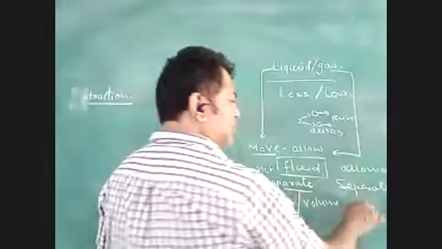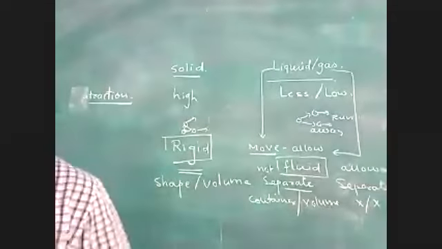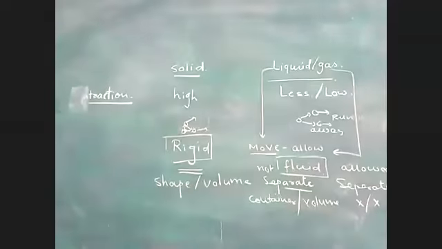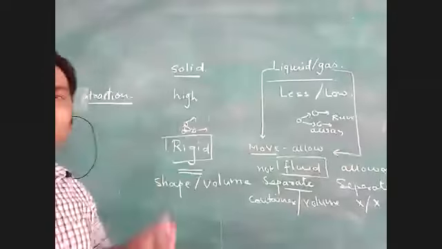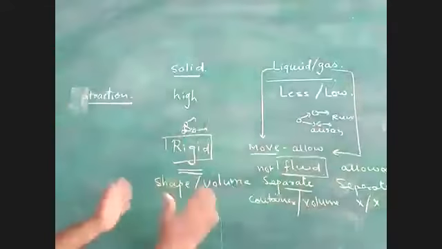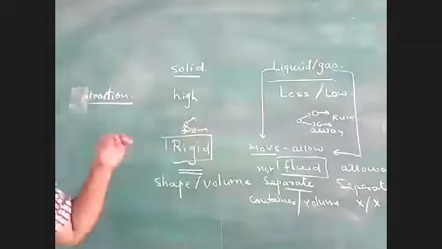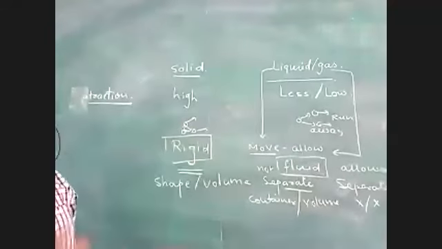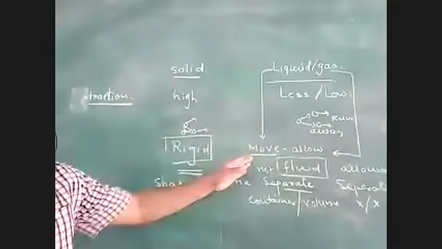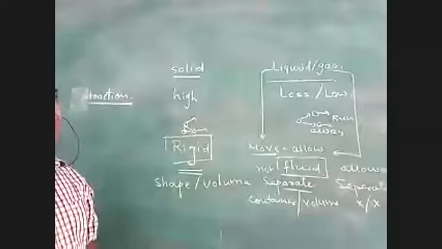So neither definite shape nor definite volume. It is all of the container, and that is our topic. So today's first question will be this: solid is known as rigid, while liquid and gases are known as fluid. Explain your answer. So what will you write?